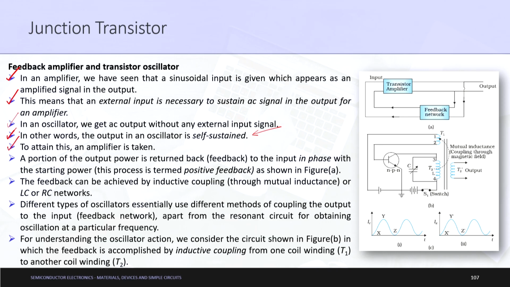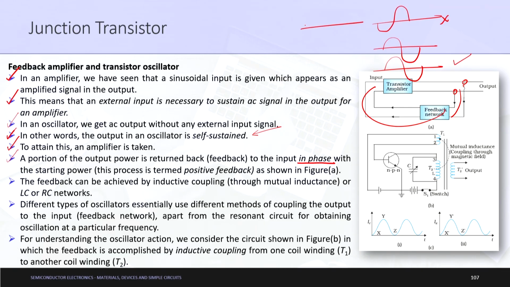Let us move forward. To attain this, an amplifier is taken. So, first of all let us take an amplifier. A portion of the output power is returned back, and this returning back is called feedback, to the input in phase. Please remember, it is very important that it has to be in phase. If this is the actual part going inside, then the feedback part should also be in the same phase. This is correct, but if it is something like this, it is wrong. Even if it is something like this, it is also wrong. It should be exactly in phase.